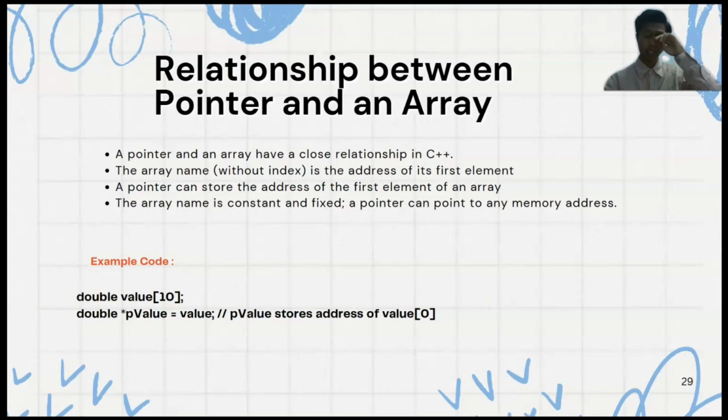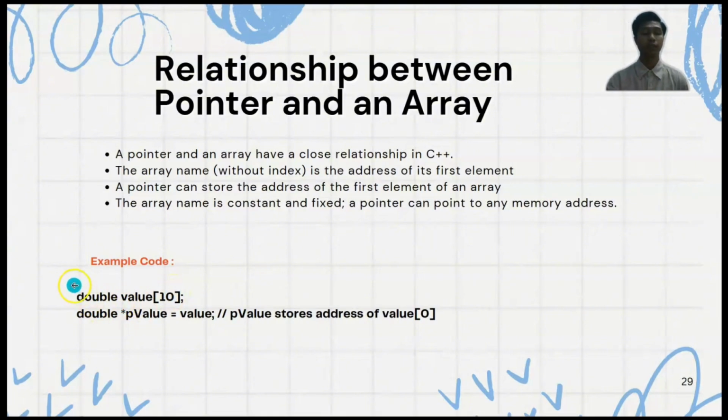So, let's look at example coding. First, we declare the array: double value, the values of what we put. And after that, we declare the pointer: double star p value equals to value of array. It means the address of the first element of the array.